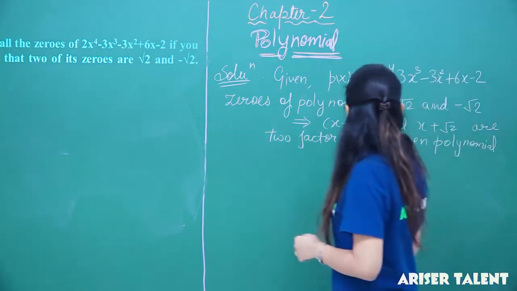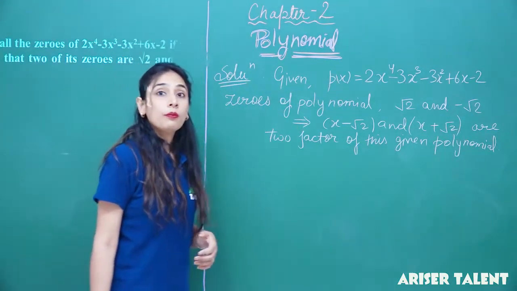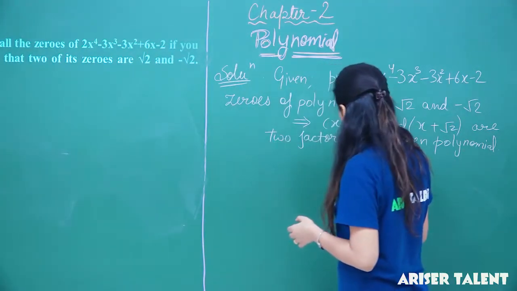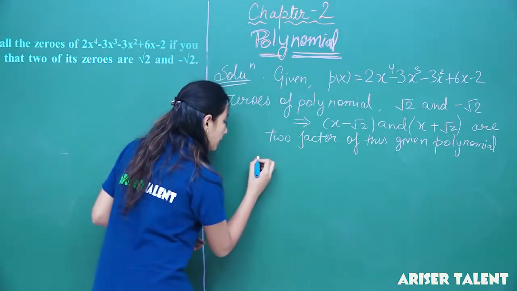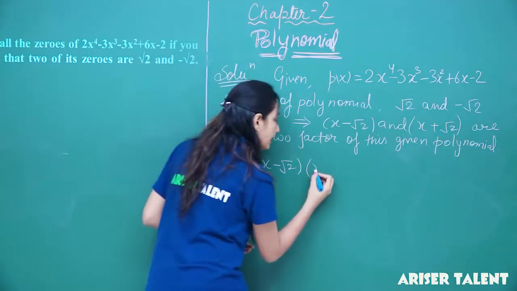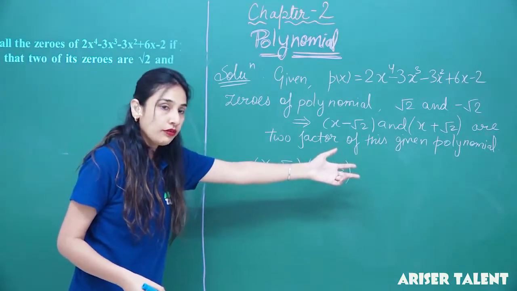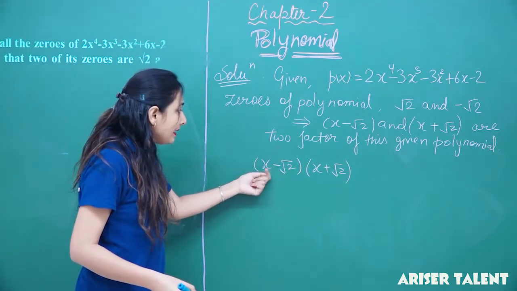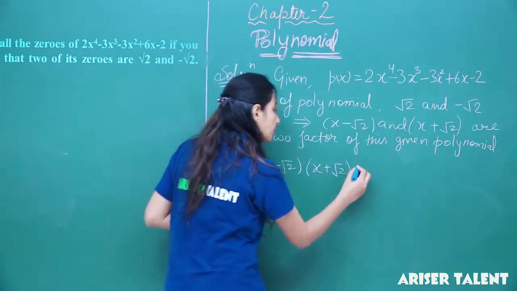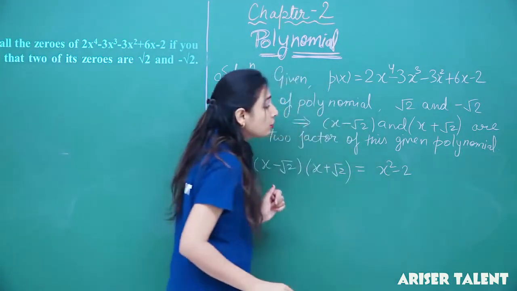Okay. So now what we are going to do with the help of these two given factors and zeros of the polynomial? If it's a factor, then we can write both these factors like this. Now, we have to find a third and a fourth factor with the help of this. Now, can I write x minus root 2 and x plus root 2 equals what? x square minus 2.